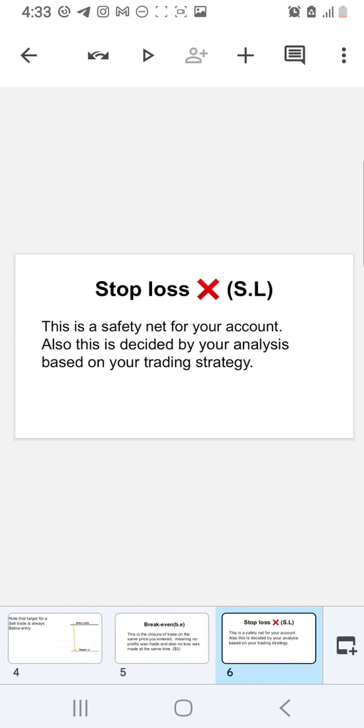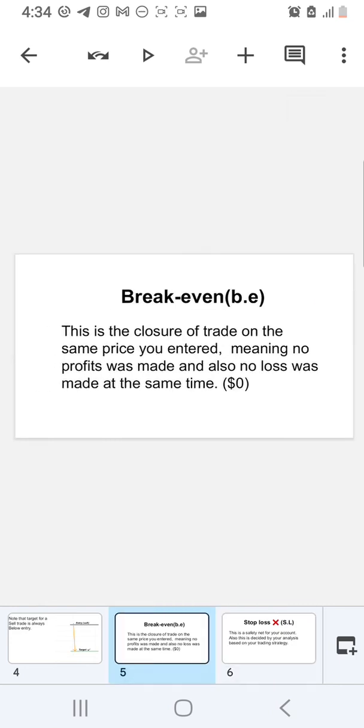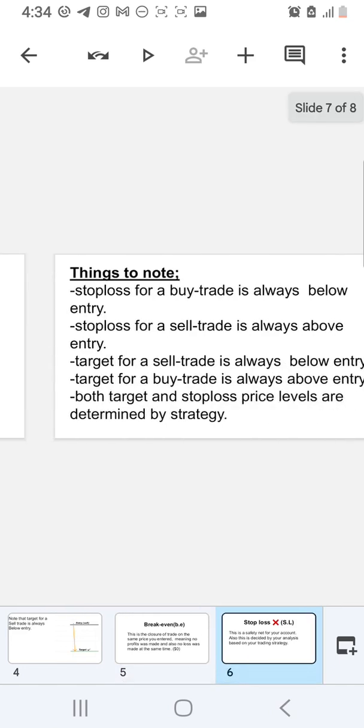Stop loss is a safety net for your account. It protects your account from total loss. So you also want to know that an SL is just as important as take profit. You want to set both your take profit and your stop loss, very important. And for break even, we'll also get to know how to use this very well to our advantage later on in this course. So these are some of the key things to know.